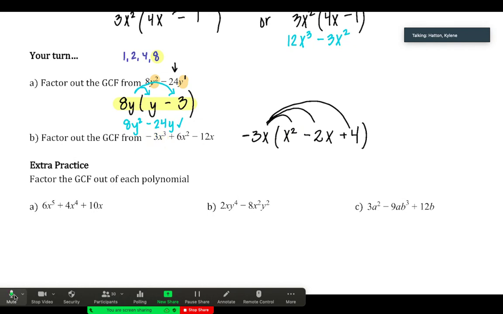Just remember that whenever you are done factoring something out, you can easily check your work just by distributing and seeing if you get back to your original problem. So -3x times x squared becomes -3x cubed. And then -3x times -2x, well, -3 times -2 is +6. X times x is x squared. -3x times 4, -3 times 4 is -12. And then I'm not multiplying any x's together, so that x to the first power just stays the same. And that gets us back to our original problem.